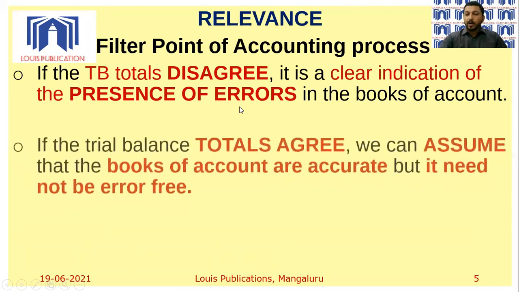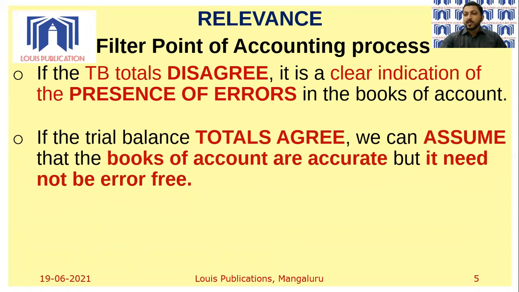Now, what will happen if the trial balance totals agree? This is another very important point that every accountant should be aware of. If the trial balance totals agree, we can assume, and I stress the word assume, that the books of accounts are accurate, but it need not be error-free. Very interesting point. I said earlier, if it disagrees, it is a clear indication of the presence of errors. If it agrees, we can assume that the books of accounts are accurate, but it need not be error-free.